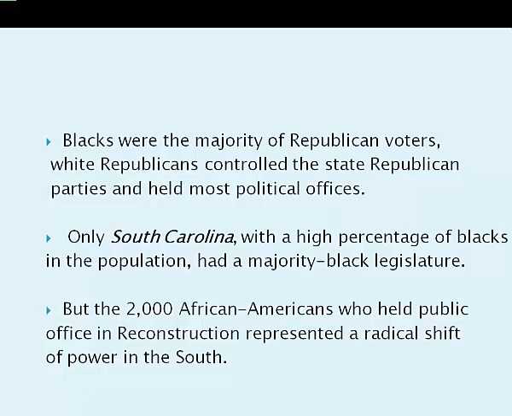Though blacks were the majority of most new Republican voters, white Republicans controlled the state Republican parties and held most political offices. Only in our state of South Carolina, with a high percentage of blacks in the population, was there a majority black legislature. But the 2,000 African Americans who held public office in Reconstruction represented a radical shift of power in the South. 2 blacks were even elected to the U.S. Senate. 14 were elected to the U.S. House of Representatives, and 1 even served as the first black governor in Louisiana, briefly.